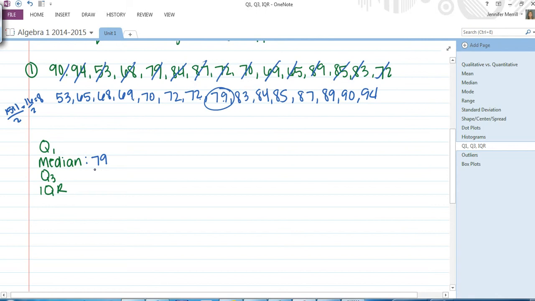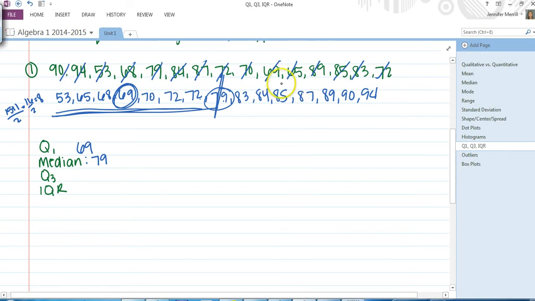Then we need to find our first quartile and our third quartile. If there is an odd number, which there is in this case because we have 15, you do not include the median within the data set to find the lower quartile and the upper quartile. So if I look at this first set, which is our smaller set of numbers, we now have 7 numbers. The middle number is going to be the 4th number. So the lower quartile is 69.